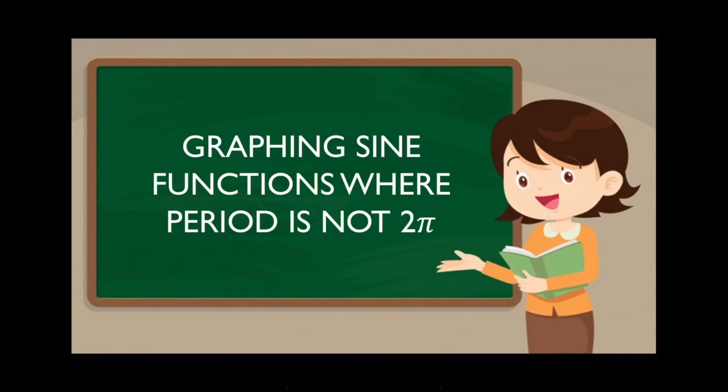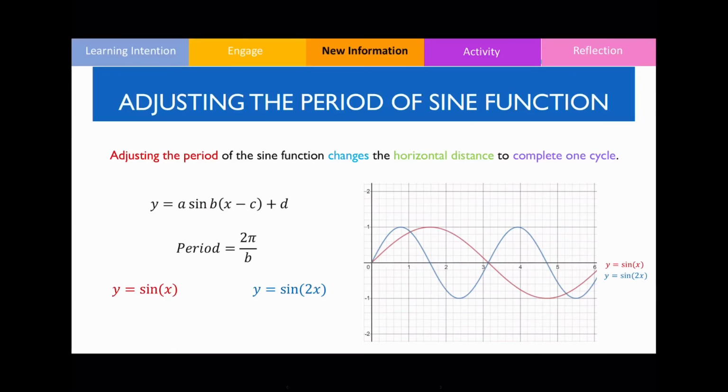We're now going to be looking at how do you actually graph sine functions where the period is not 2 pi. So we know that for the parent function, the period of sine x is going to equal 2 pi, right? And we can prove that as well. In this case, the coefficient in front of x is 1, so therefore the period is equal to 2 pi. But when you've got a coefficient other than 1, this ultimately changes the frequency, and adjusting the frequency changes the horizontal distance to complete one full cycle. So by calculating 2 pi divided by 2, that will give you pi.